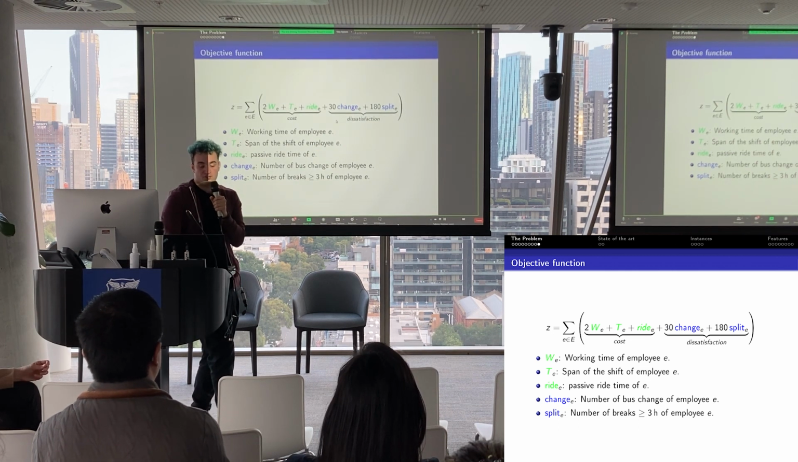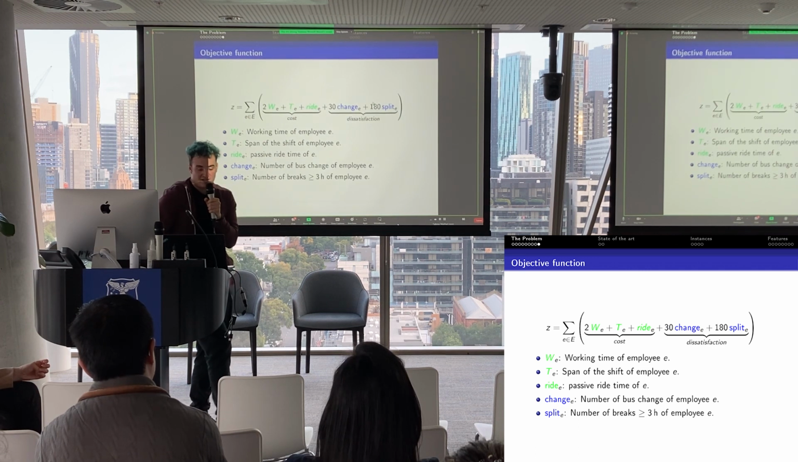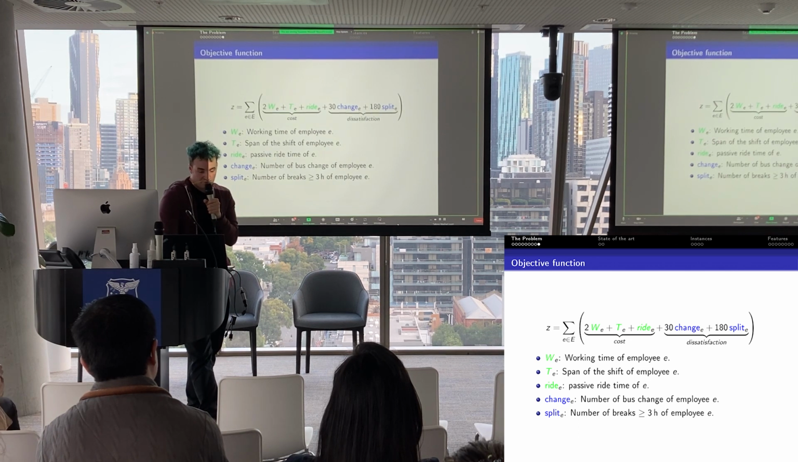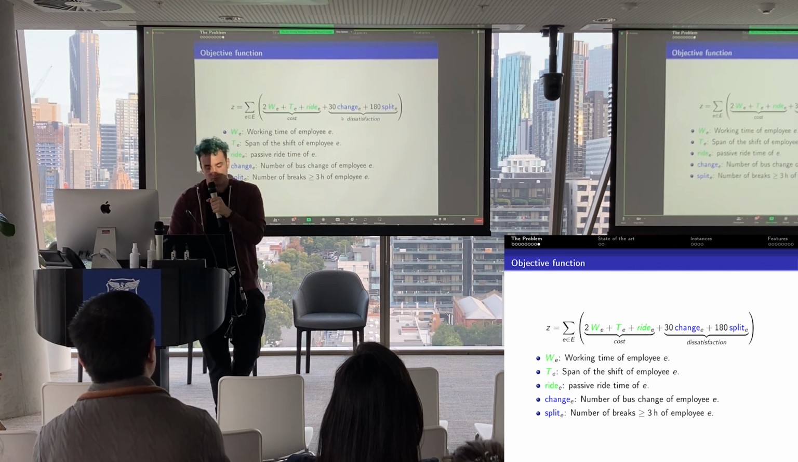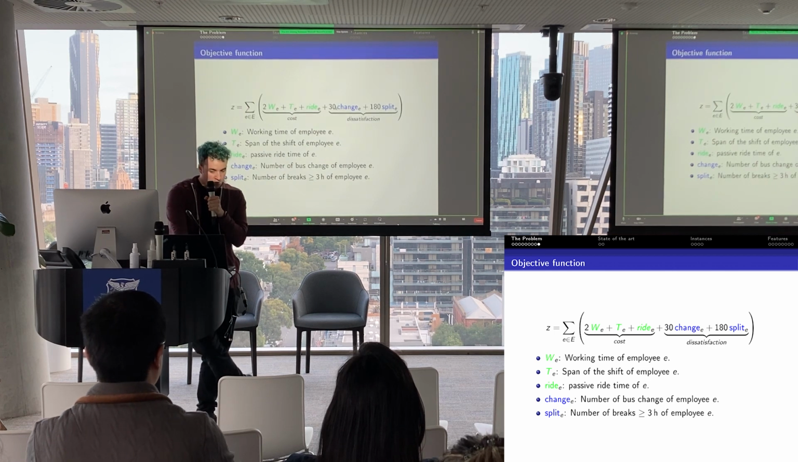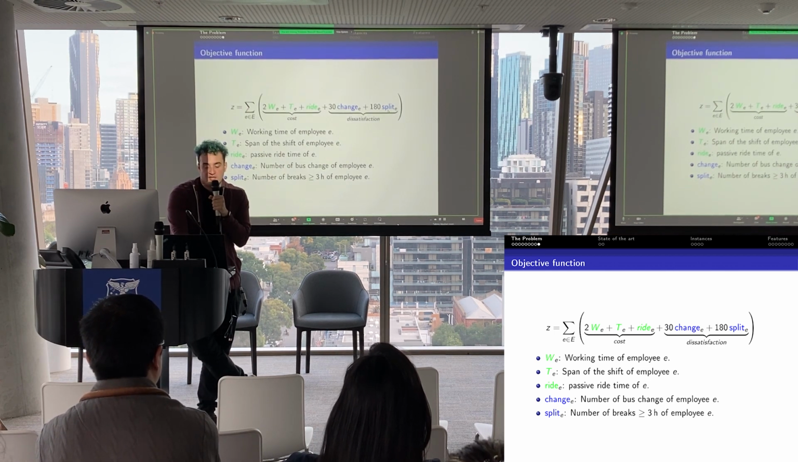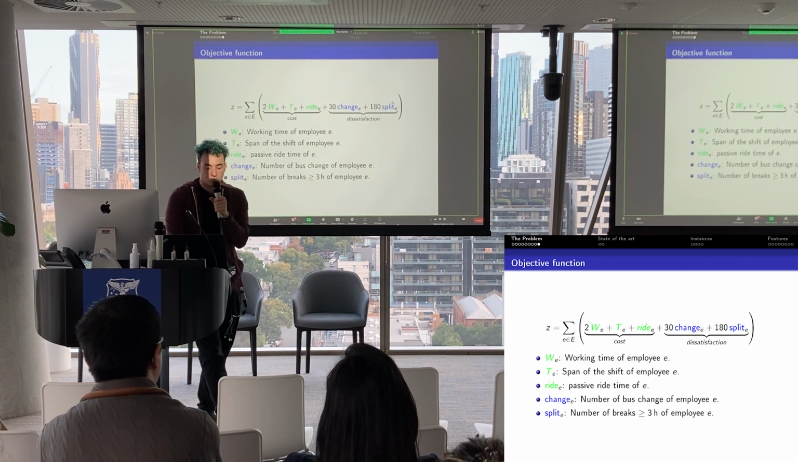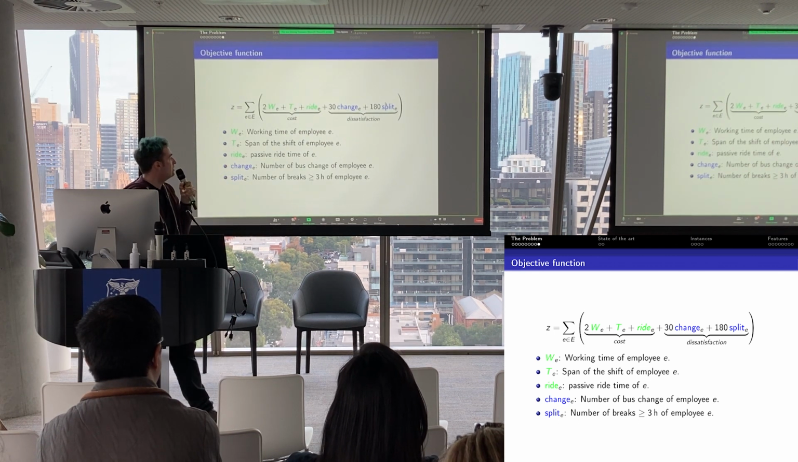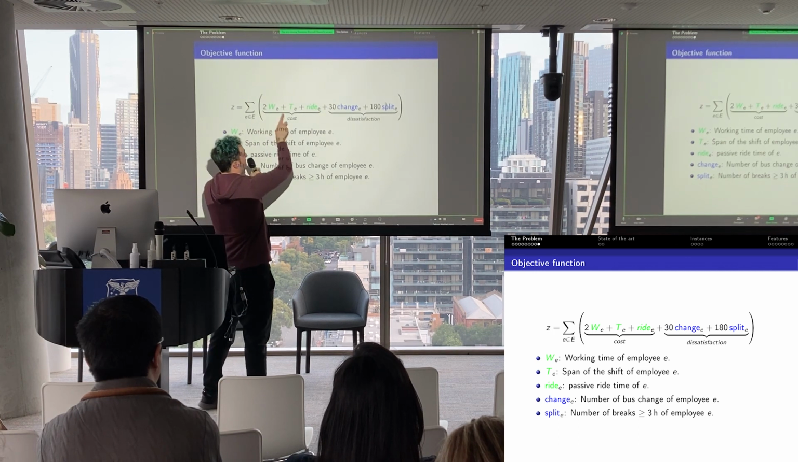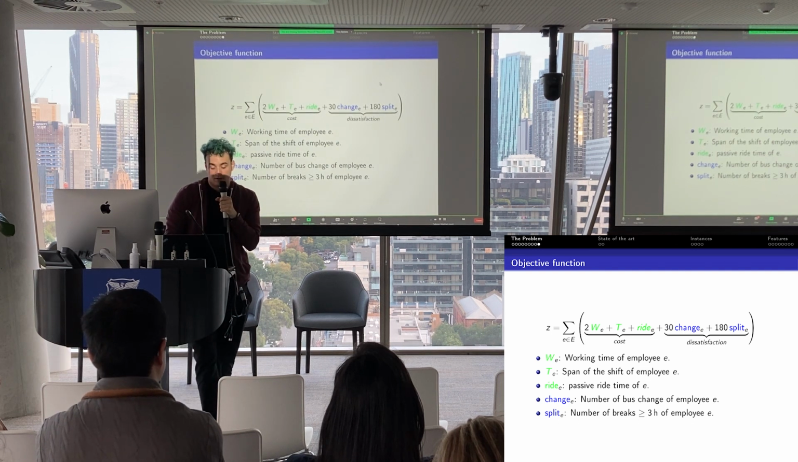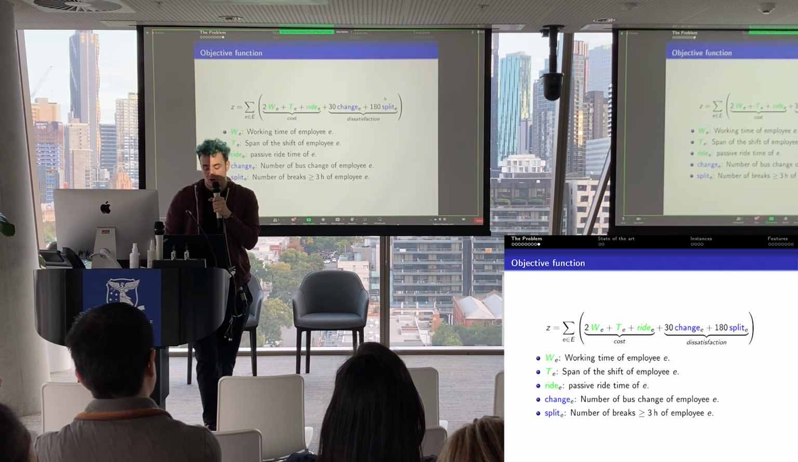On the other hand, we have 2 other objectives. There is the number of bus changes for employee E, which is usually badly regarded by the employees. That's why we penalize them with 30 minutes. And then there is a split shift. That is a break that is larger than 3 hours, and which is also usually badly regarded by the employees. So yeah, we have this linear combination, and the coefficients 2, 1, 1, 30, 180 have been decided together with the bus driver companies.